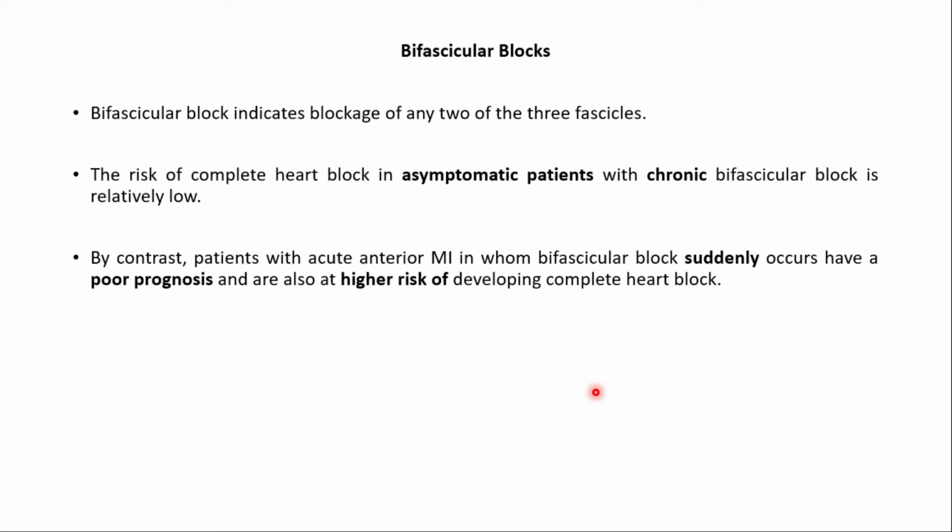So there is a new concept emerging that instead of calling it a right bundle branch and left bundle branch, we can call it a fascicular system. Left anterior fascicle, left posterior fascicle, and the right fascicle. That is, right bundle branch is called the right fascicle. So a bifascicular block indicates blockage of any two of the three fascicles.